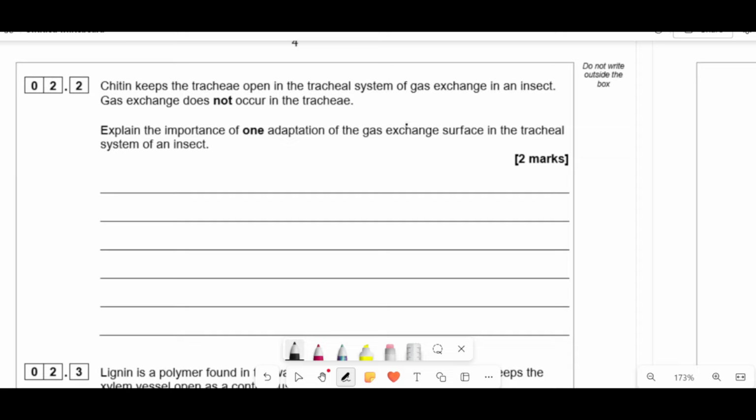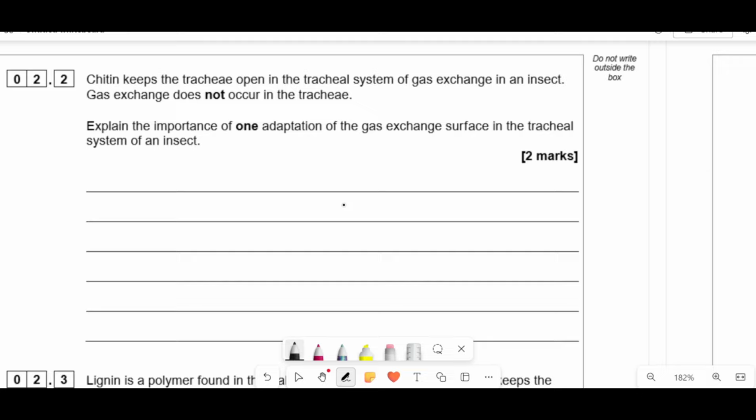Explain the importance of one adaptation of the gas exchange surface in the tracheal system of an insect. A lot of people here were just talking about spiracles, and they didn't talk about what actually happens at the gas exchange surface. That means where the actual exchanging of gases is happening, right? It's not talking about spiracles. Spiracles are just holes in the surface of the insect that let the air get in and out. They're telling you in this question, it's an adaptation of the gas exchange surface, where CO2 is going out, O2 is going in.